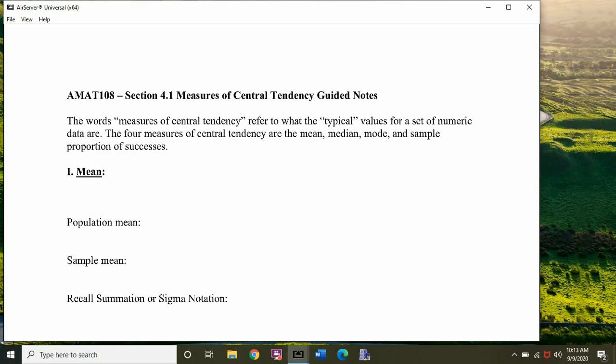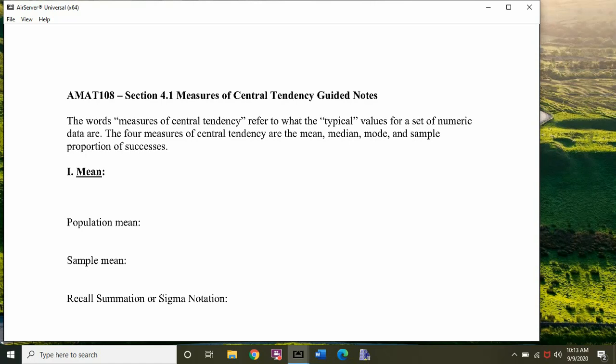So the words measures of central tendency refer to what the typical value for a set of numeric data are. The four measures that we're going to look at are mean, median, mode, and sample proportion of successes. So let's take a look at the meanings of these things. We'll go through some notation. We'll take a look at some example problems as well.